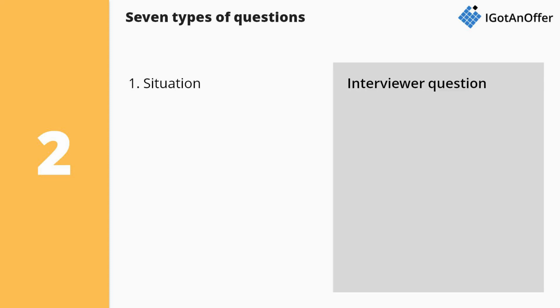The first type of question is situation questions. At the beginning of the case, the interviewer will explain the situation in which the company is. This should enable you to identify which type of business problem the company is facing and to understand what specific issue you have been asked to help with.